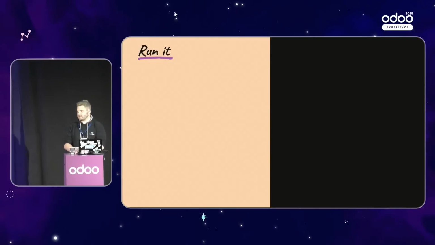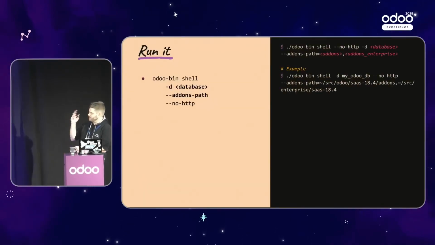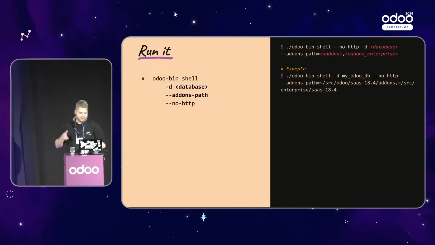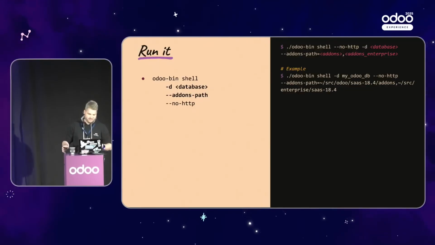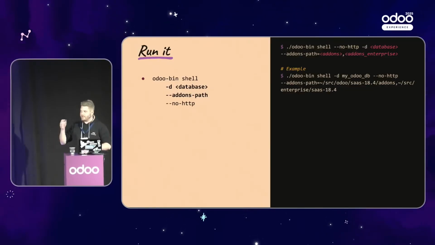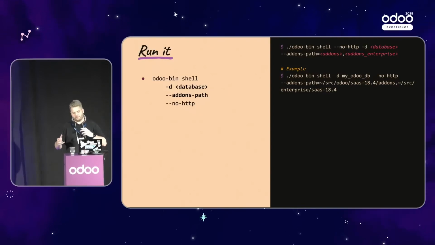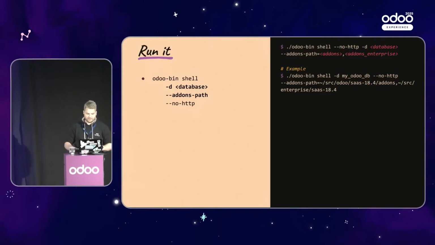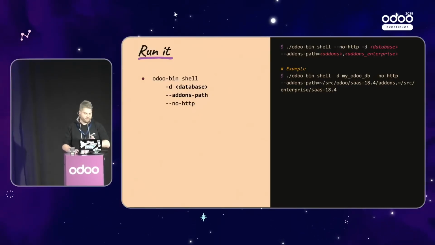Running it is pretty straightforward, actually. You just have to type the shell parameter next to your command, and there are a few flags that you probably want. -d for the database, of course, if you want to load your database. The add-ons path, of course, and you probably also want no HTTP, since if you have an already running instance of Odoo, you will avoid conflict thanks to this. Anyway, you don't even need a HTTP port when you are in a shell environment.